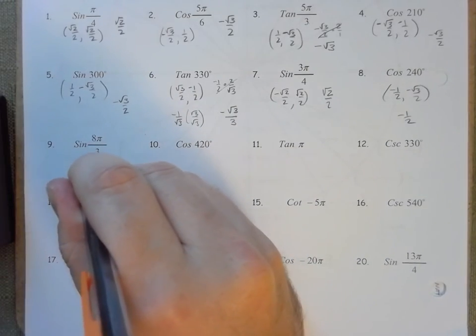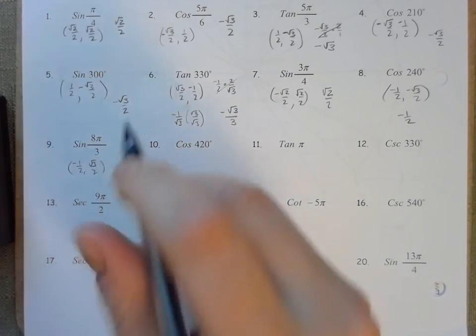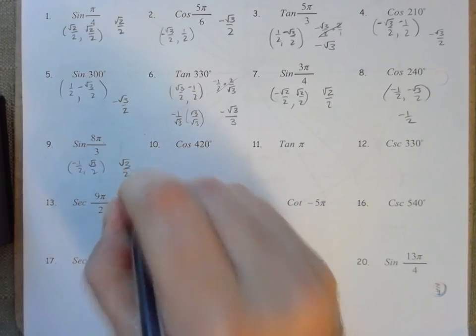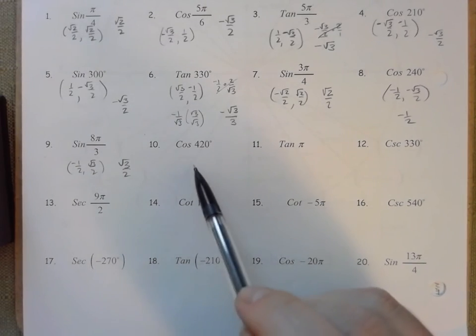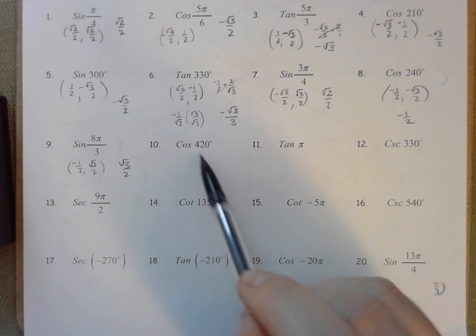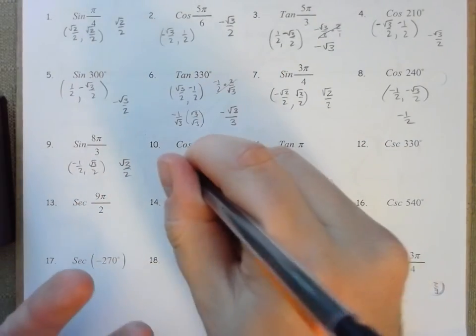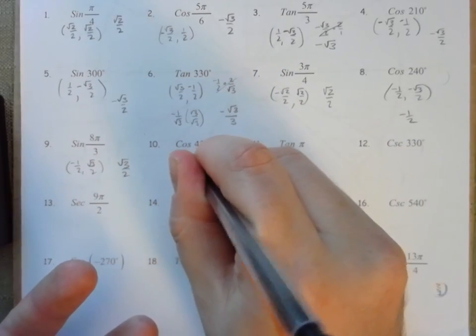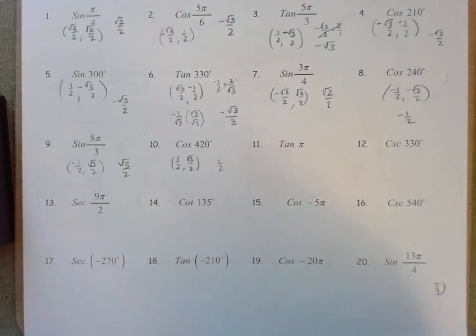The x-coordinate is negative. The y-coordinate is positive. The sine corresponds to the y-coordinate. Our solution is positive square root 3 over 2. Now 420 degrees, one full revolution. 60 degrees in the first quadrant is its reference angle. Same ordered pair except the coordinates are both positive. The cosine represents the x-coordinate of 1/2.